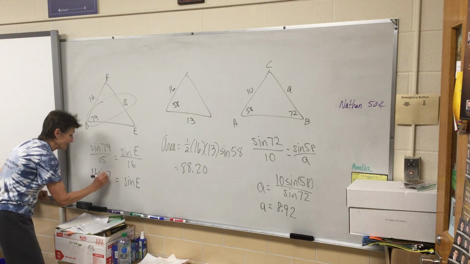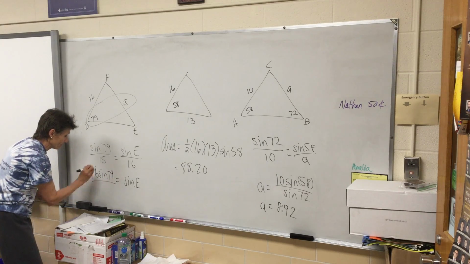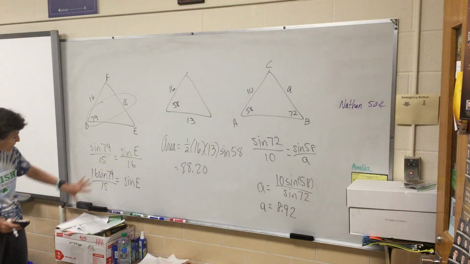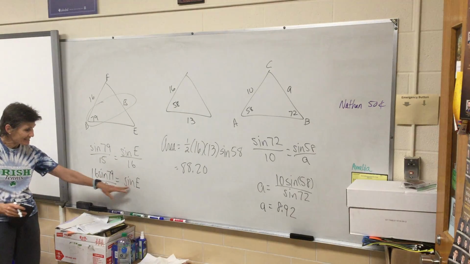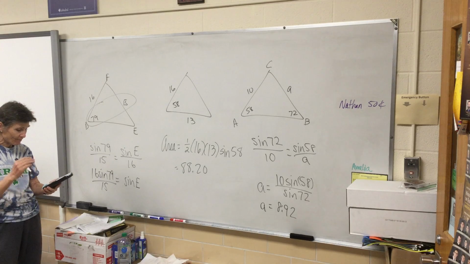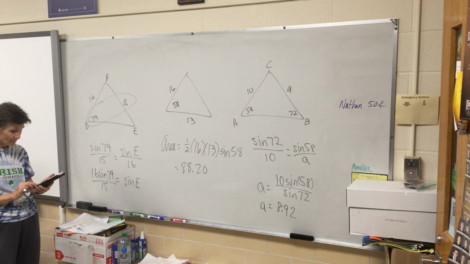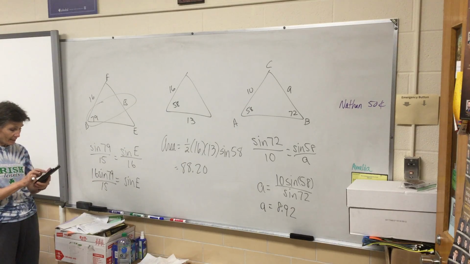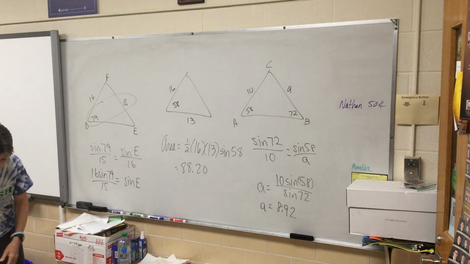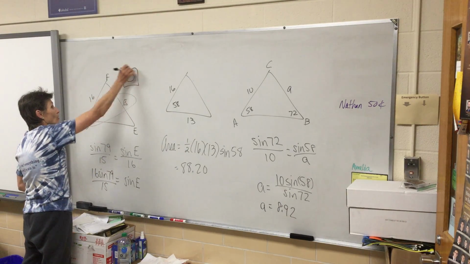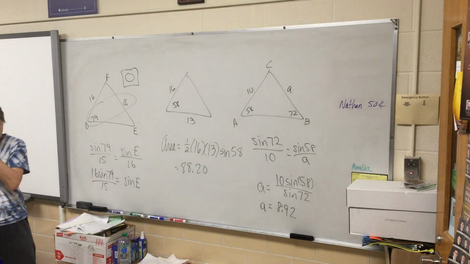Remember, when it's sine E, you're going to have to second sine. So whatever this decimal is, you have to second sine it, or inverse sine it. So second sine, 16 sine 79, close parentheses, divided by 15. Whoops, I got an error. That means that there are no triangles possible.